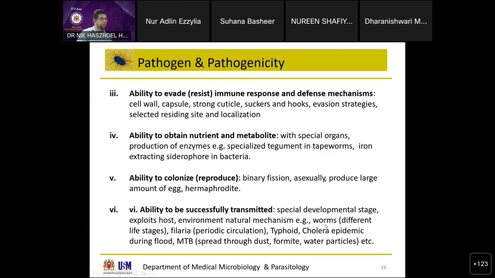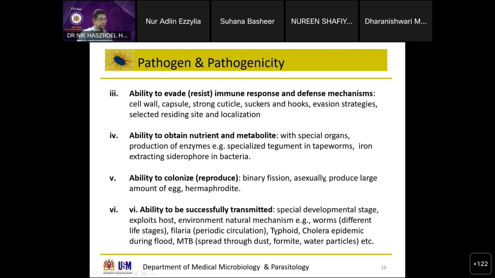Like worms, they have different life stages in their life cycle. The filaria have periodic circulation. Filaria survive in the lymphatic system of the human. During daytime, they are in the lymphatics. Only at nighttime are they in the blood. So they have periodic circulation. If you take a blood sample, you need to take it at night. You cannot take the blood sample in the daytime because of this.